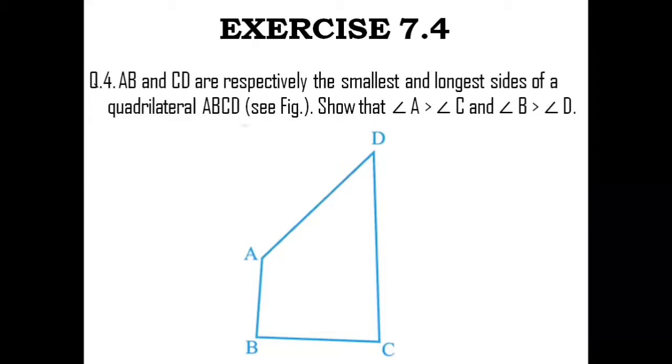Exercise 7.4, question number 4. It says, AB and CD are respectively the smallest and longest sides of a quadrilateral ABCD. So, which is the smallest side given? AB. Which is the longest side given? CD. What are we supposed to prove? Show that angle A is greater than angle C and angle B is greater than angle D. And you could see the figure given over here also. Let's quickly get to the solution.